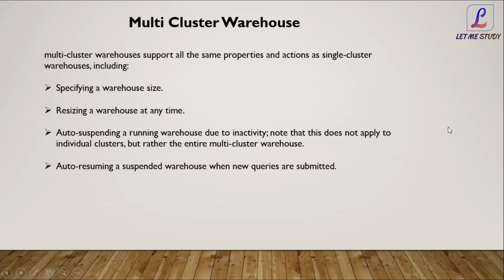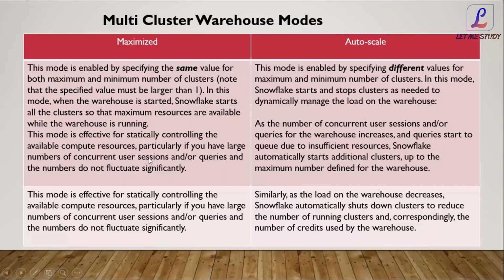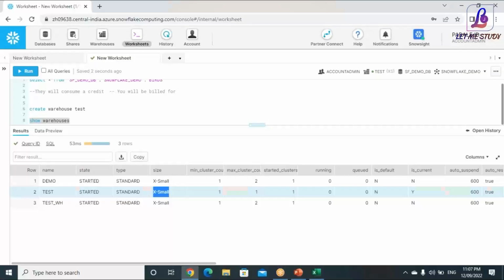In a multi-cluster warehouse, you can specify the size, you can resize the warehouse at any time, and you can auto suspend or auto resume. We are going to see all these options practically when we create a warehouse. There are two modes in multi-cluster: the first is Maximized and the second is Auto-scale. Let me show it practically.